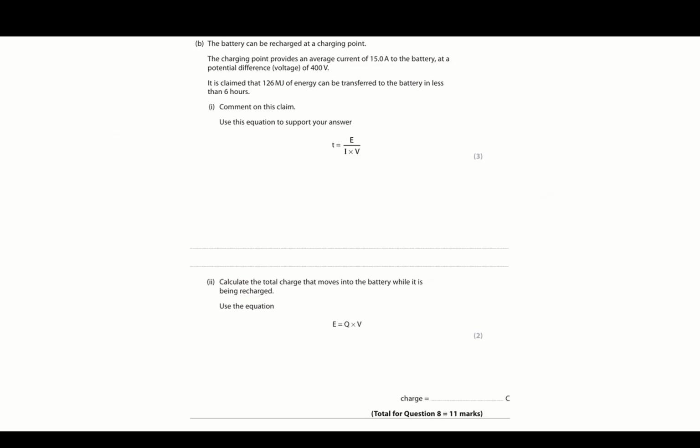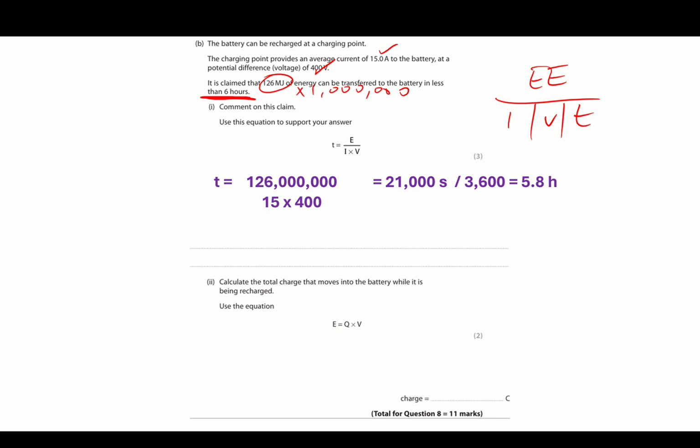Okay, next one, we've got our expanded PET triangle, so E equals IVT. And it says the charging point provides an average current of 15 amps. I can leave that as it is. The potential difference is 400 volts. I can leave that. 126 megajoules, that's times 1,000,000 again. And it says can be transferred to the battery in less than 6 hours. So we're going to have to use this to get the time and then check, is it less than 6 hours? And again, we're going to have to change seconds into hours.